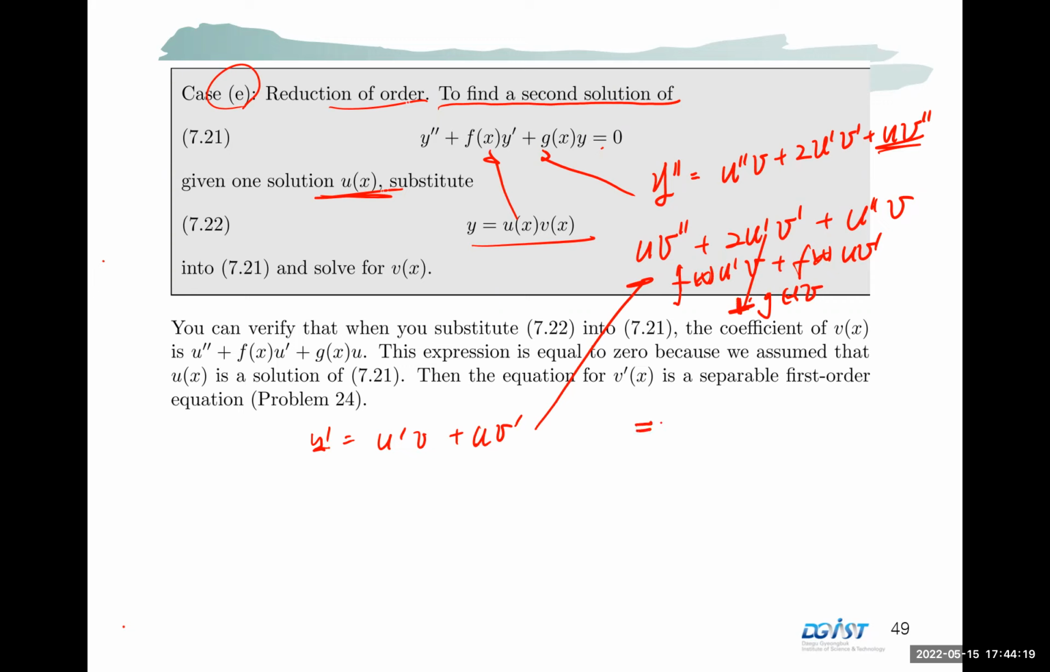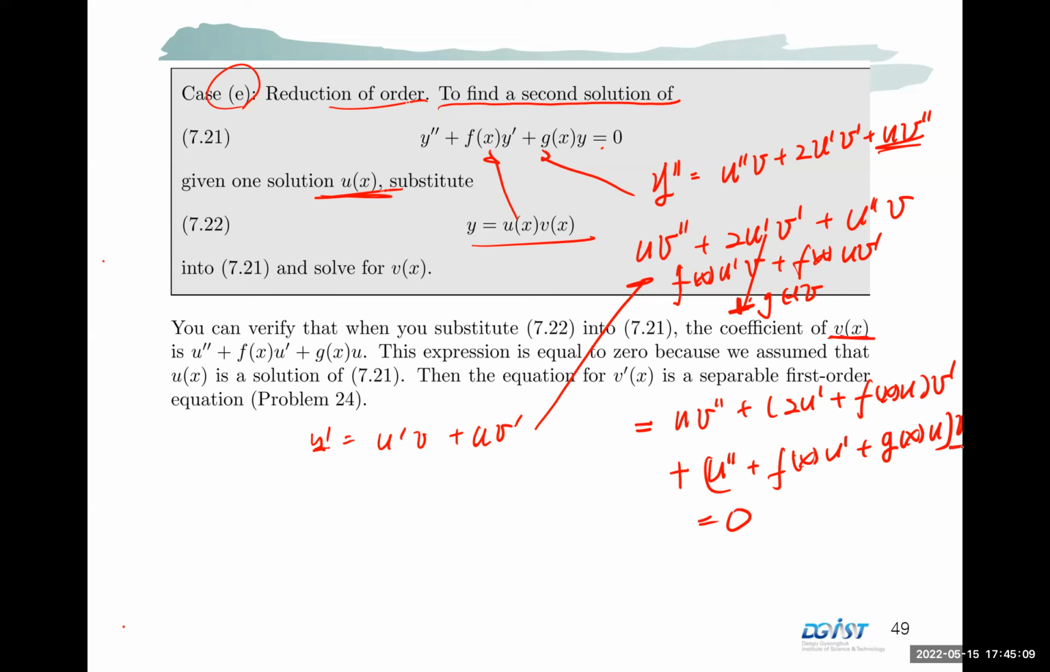Okay. This one is u v double prime plus 2u prime plus f(x) u v prime plus u double prime plus f(x) u prime plus g(x) u times v. This must be equal to zero. So the coefficient of v(x) is this one.